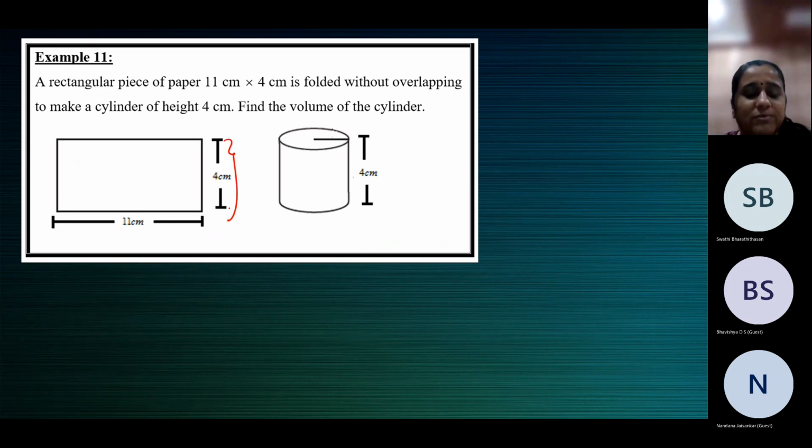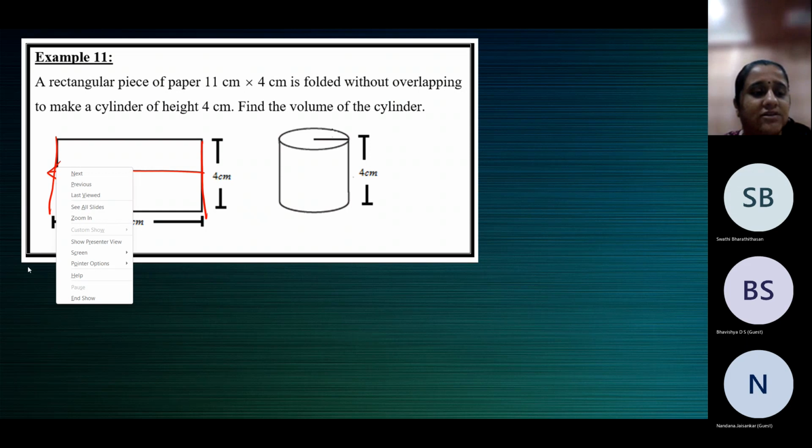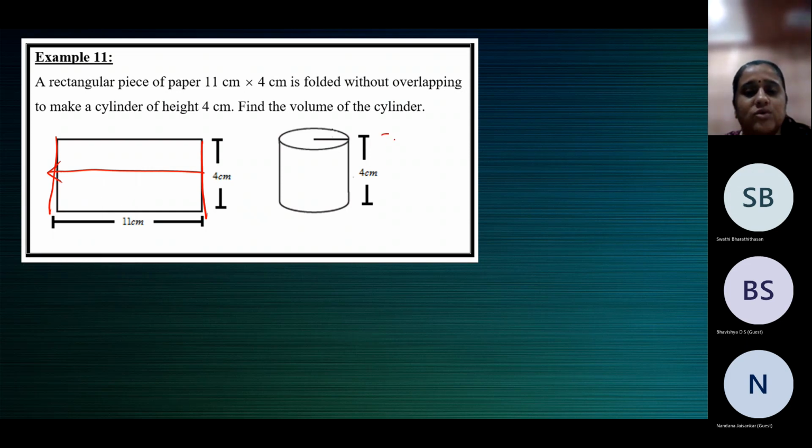When you bring the opposite ends together, you get a cylinder of height 4 centimeters. When you roll it and bring them together, you don't overlap, you just make them meet. You roll it in such a way that the opposite edges meet and the cylinder is formed. So the height of the cylinder is 4 centimeters.